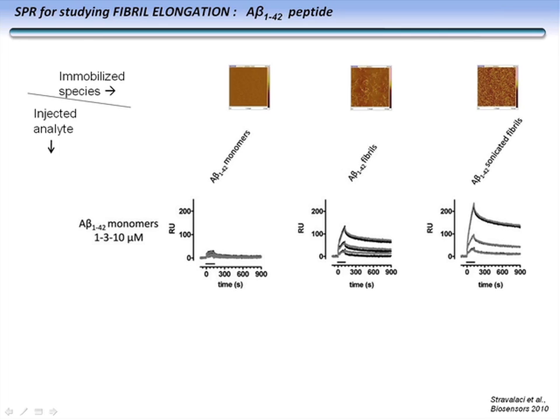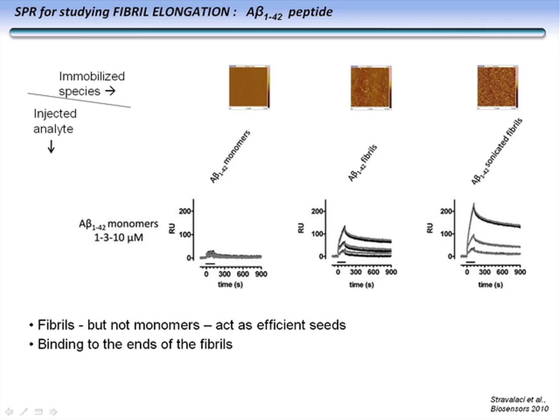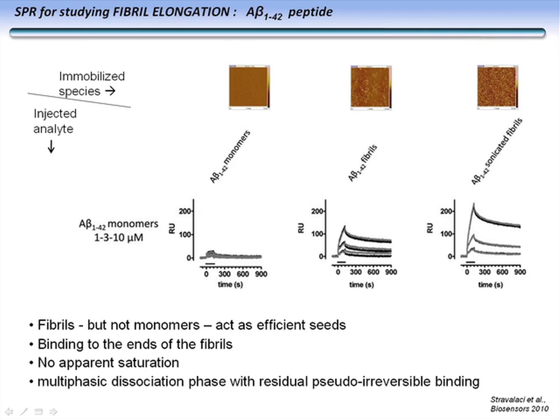There is also another important point. The gray and the black sensorgrams indicate the sensorgrams obtained in 2 consecutive injections done without any regeneration. The fact that these consecutive injections produced very similar sensorgrams suggests that the binding does not saturate. And this again is consistent with the fact that we are looking at a fibril elongation and not simply at a binding reaction.